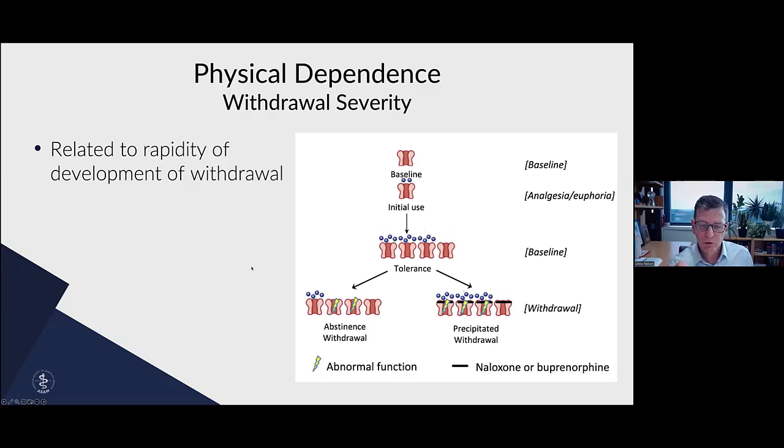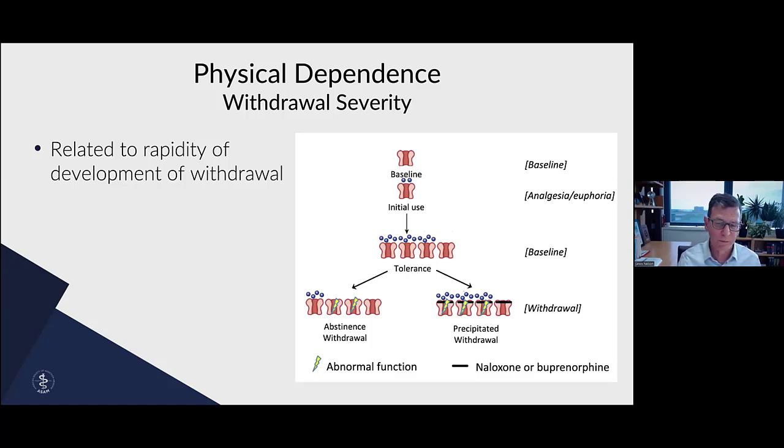The severity of withdrawal is also related to how quickly withdrawal develops. So if you allow abstinence to cause withdrawal, it's indolent and slow. It could be miserable, but it's generally pretty well tolerated, certainly with opioids. And alcohol, a little bit more concerning. But with opioids, comparing abstinence-related withdrawal to precipitated withdrawal, they're incomparable, right?